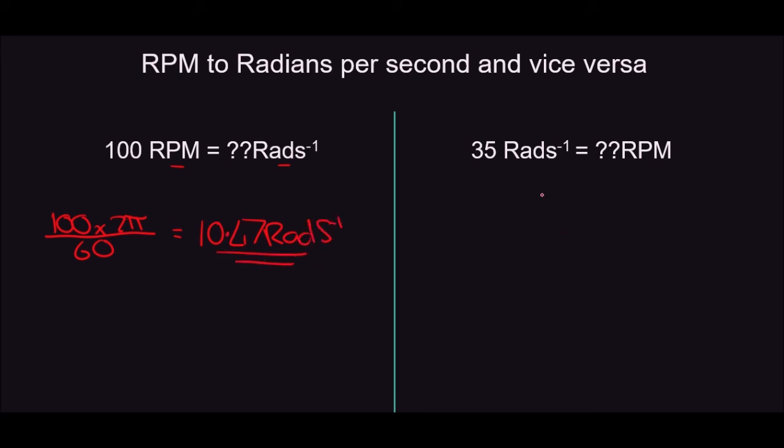Now, on the opposite side of that, we're going to go in reverse. It's the same as we did on the previous question. We're going to flip those values. So we're going to have 35 times 60, because we're going from seconds to minutes, so we're multiplying by 60. Then we divide that by 2 pi, which is equal to, stick it in your calculator, 334.22 RPM.